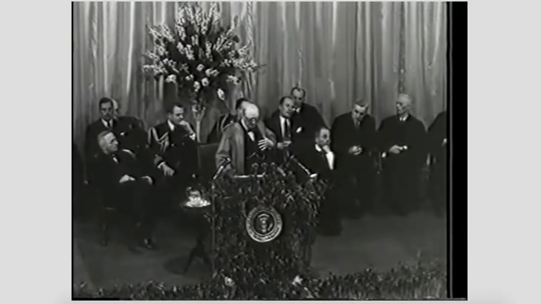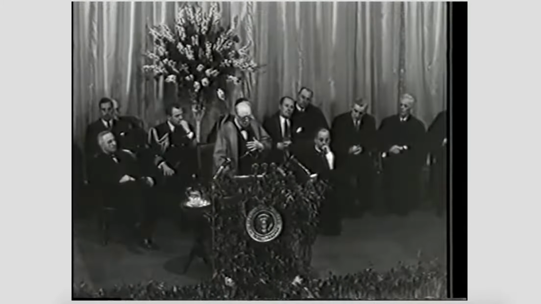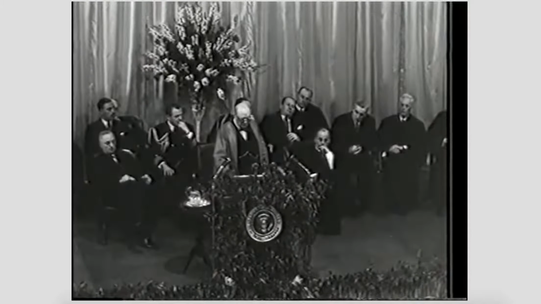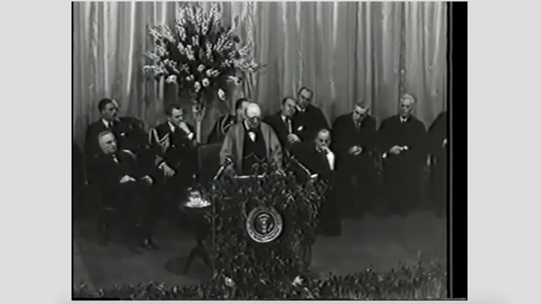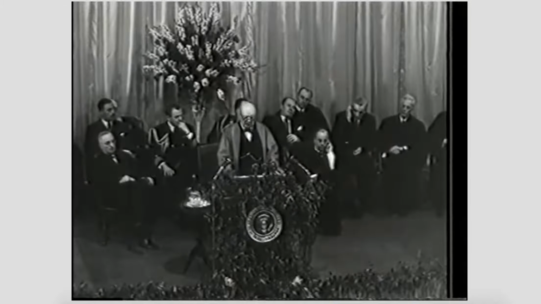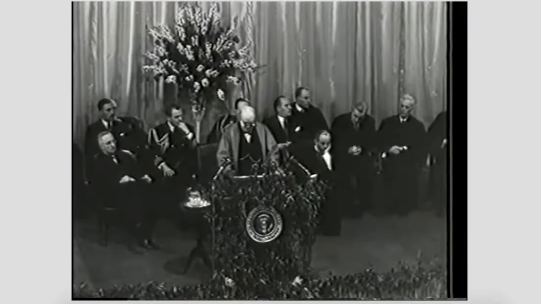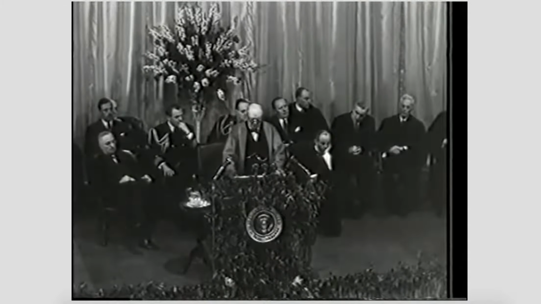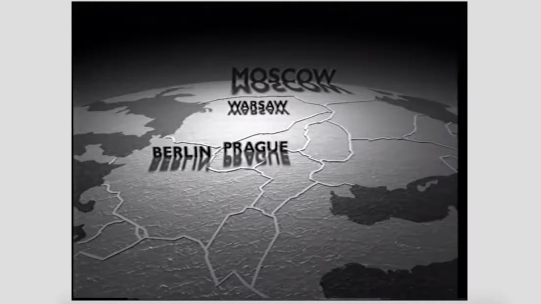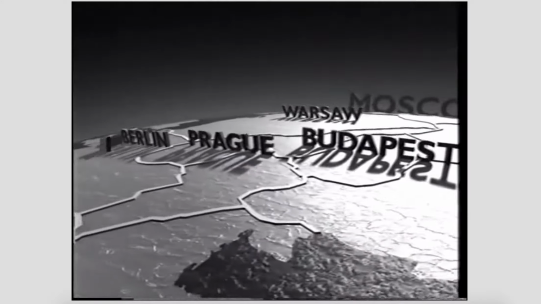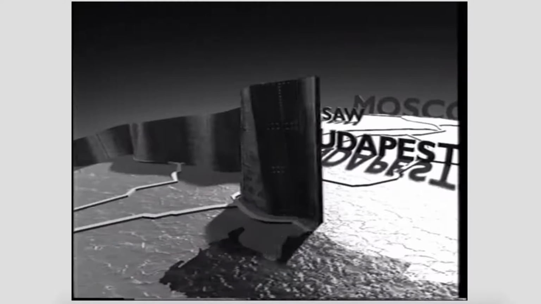From Stettin in the Baltic to Trieste in the Adriatic, an iron curtain has descended across the continent. Behind that line lie all the capitals of the ancient states of Central and Eastern Europe: Warsaw, Berlin, Prague, Budapest. All these famous cities and the populations around them lie in what I must call the Soviet sphere.